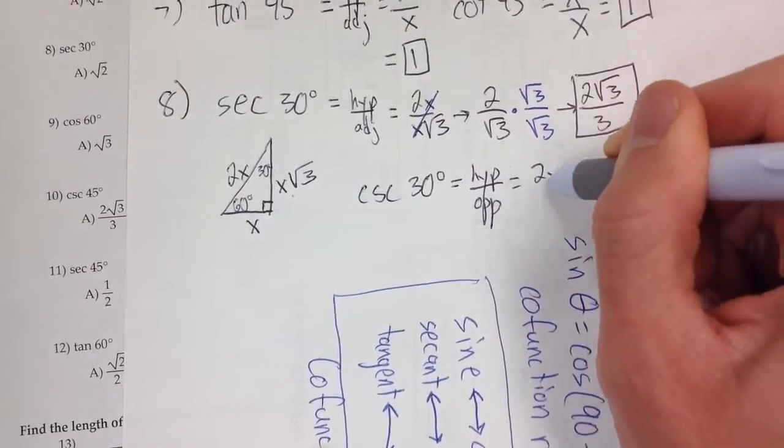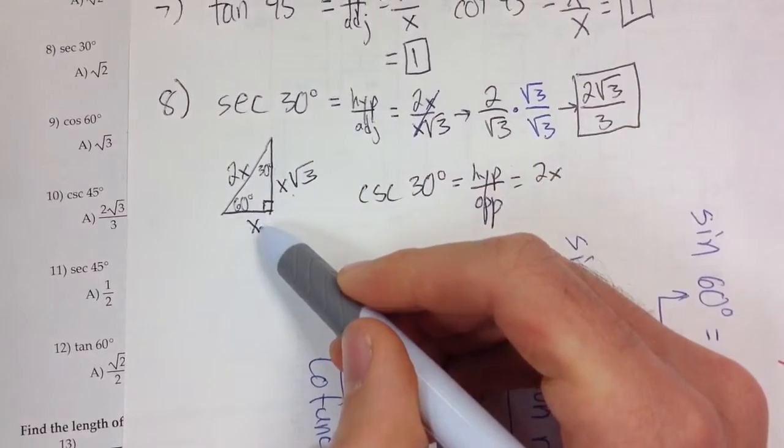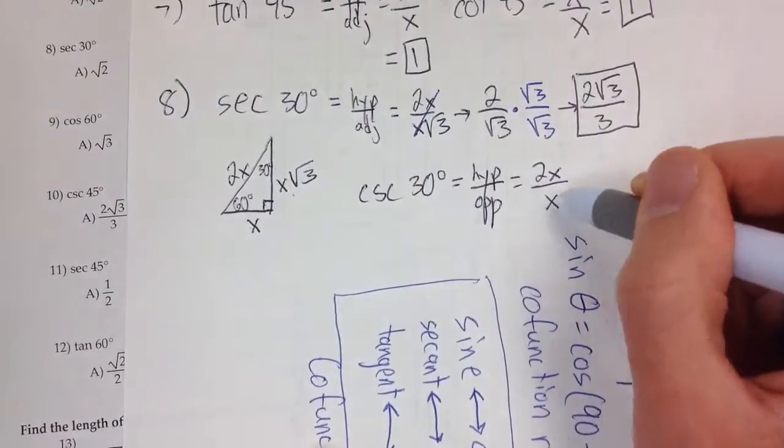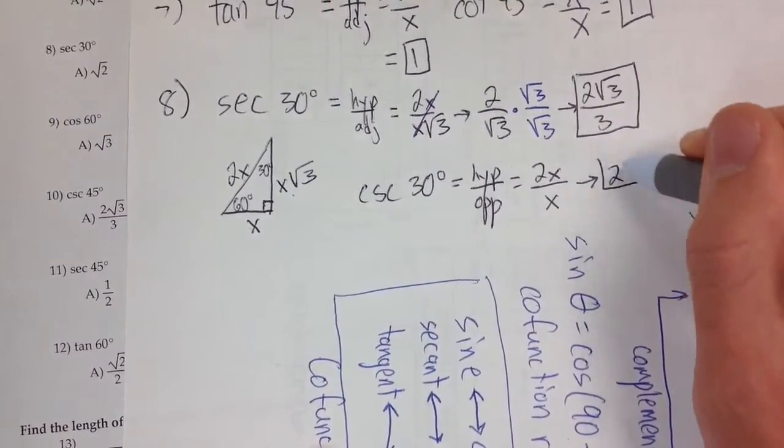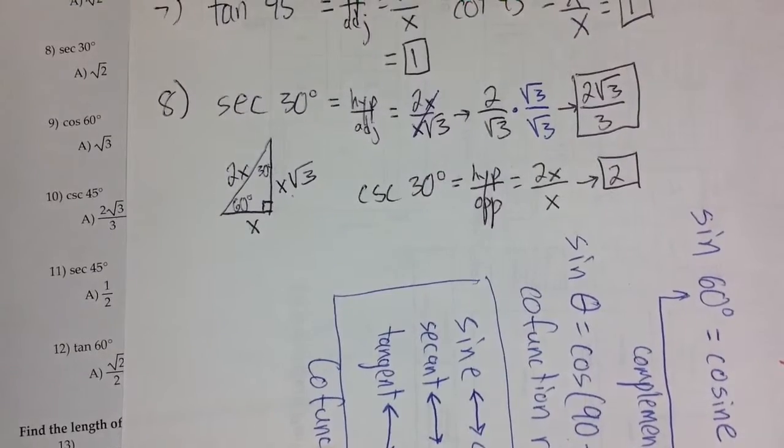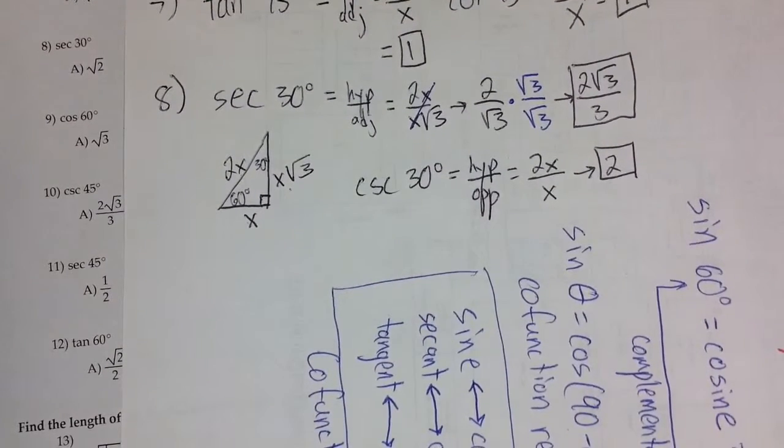So 2x, and the side opposite 30 is x. That reduces to 2. Okay. Good.